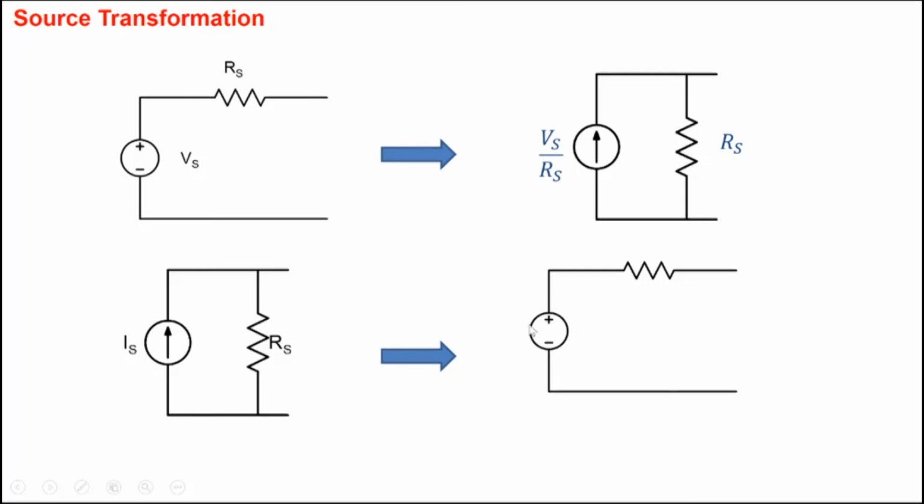Well, how do you find the Thevenin's voltage? The open circuit voltage here. So what is the open circuit voltage if I don't connect anything between these two terminals? This current Is flows into Rs. So it's nothing but Is into Rs.